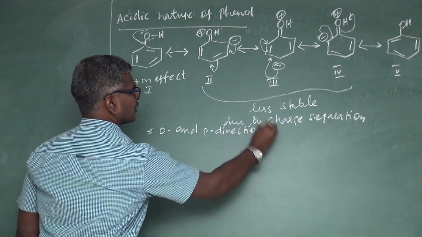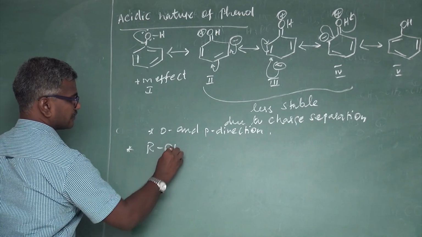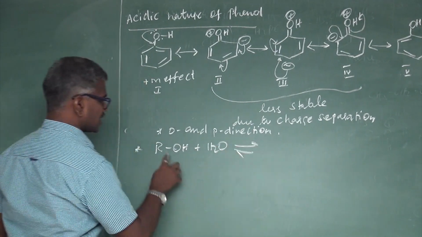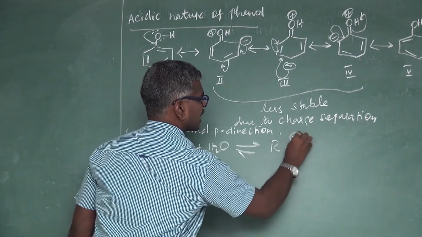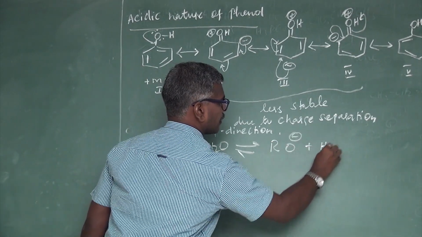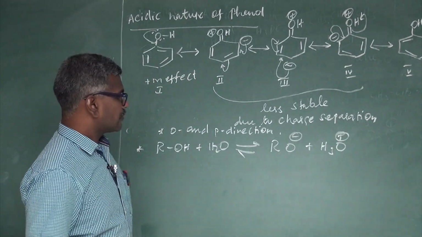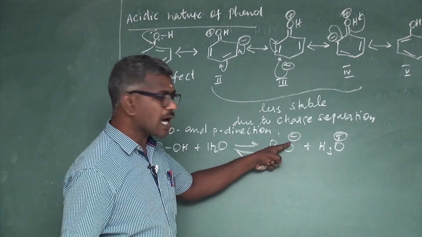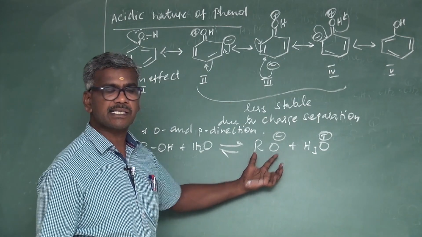Another one is aliphatic alcohol. What is aliphatic alcohol? ROH. This undergoes hydrolysis. This bond is a weak bond, this is a strong bond, leading to formation of a negative charge. This negative charge is localized around the oxygen atom. These are localized, no resonance takes place.